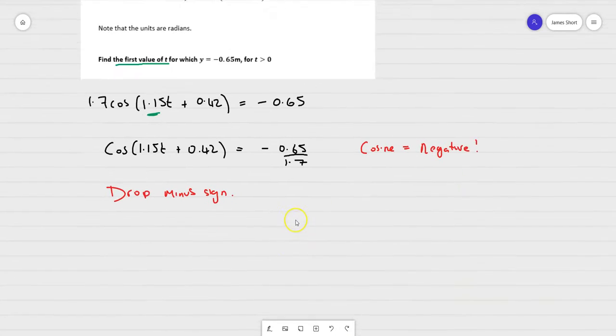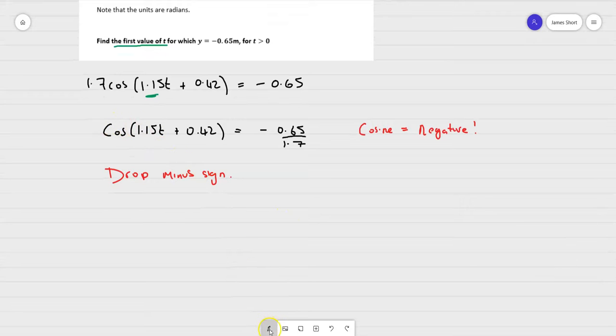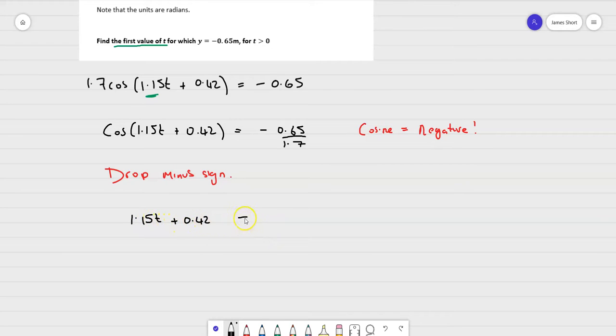Next, we're going to take the inverse cosine of both sides. So we're going to be left on the left hand side of this equal sign with the argument of the cosine. So we've got 1.15 t plus 0.42 is equal to the inverse cosine. Now we've dropped the minus sign, so we're just going to keep this as positive, 0.65 divided by 1.7.